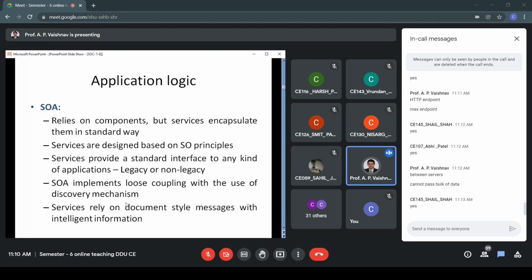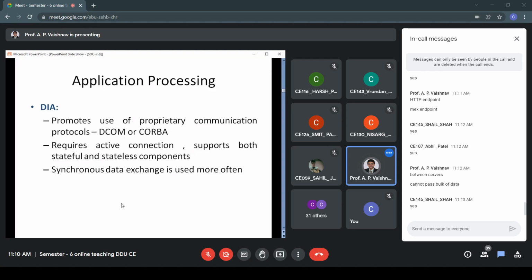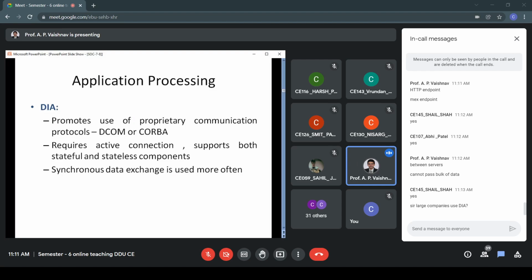Yes. How application logic is divided and how we communicate. Okay, we have covered these two aspects. Now we are going towards application processing. So how your logic actually executes, right, in both the cases, DIA or SOA. In DIA, we rely on proprietary protocols. So for communication, we don't use global protocols. You focus on the protocols supported by only one framework. Let us say it is a Java-based framework or .NET-based framework, right? So mostly they were using DCOM or CORBA, right? Mostly they were supported by Java, right?